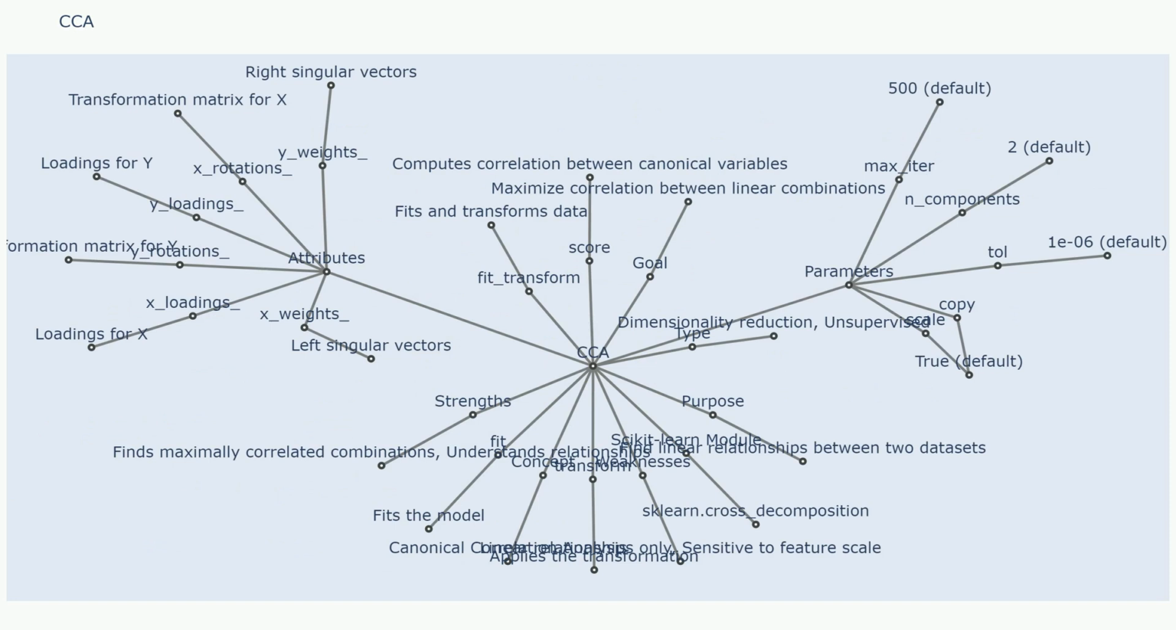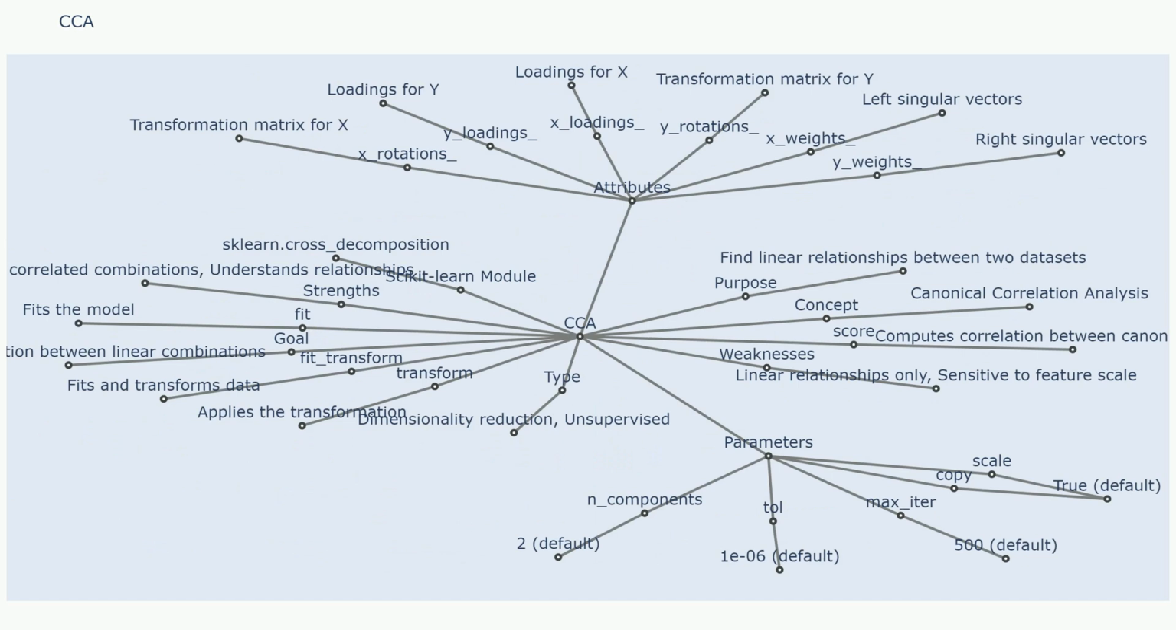Methods. Name: fit(x, y). Description: fits the CCA model to the given data. Name: transform(x, y). Description: transforms the given data into canonical variates. Name: fit_transform(x, y). Description: fits the CCA model to the given data and then transforms it into canonical variates.